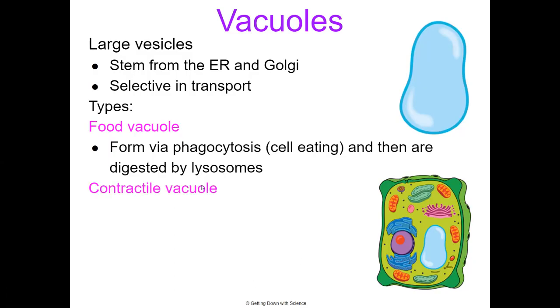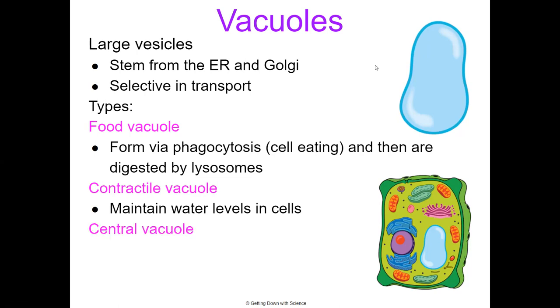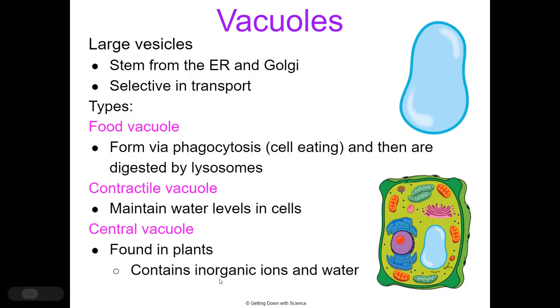We can have a contractile vacuole to help maintain water levels in cells. We see that especially in some protists, where it's really common. And then of course we find central vacuoles like in plants, that great big vacuole. And these have the inorganic ions in the water most of the time, and they help maintain a lot of the balances in the plant cell.